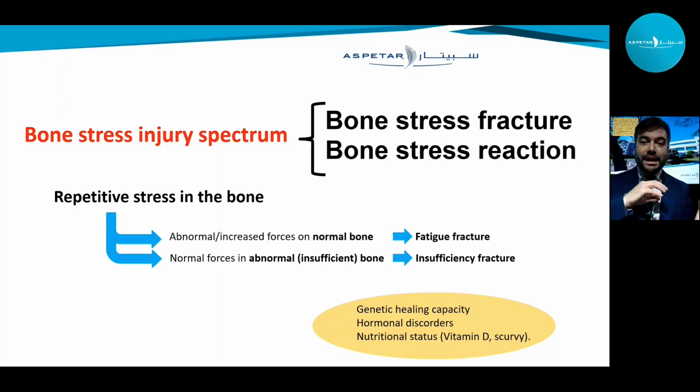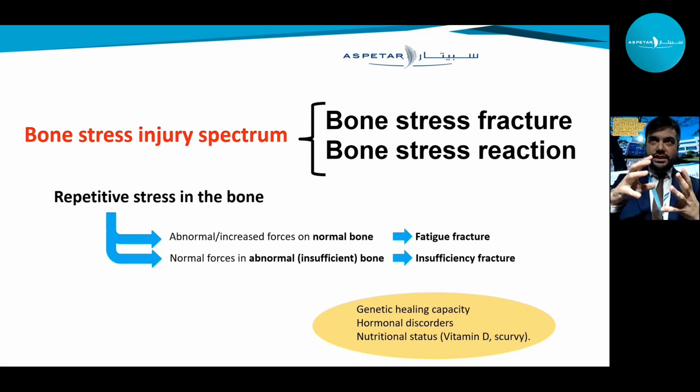If the mechanical stress doesn't stop, the microfracture may propagate and end up in macrofracture. The presence of microfracture is considered to be a stress reaction of the bone. In case a macroscopic fracture line is seen on imaging, it's considered to be a stress fracture. I include these two types of injuries, bone stress reaction and bone stress fracture, in the more generic concept of bone stress injury. I call it a spectrum because it's a continuum from bone stress reaction to stress fracture.